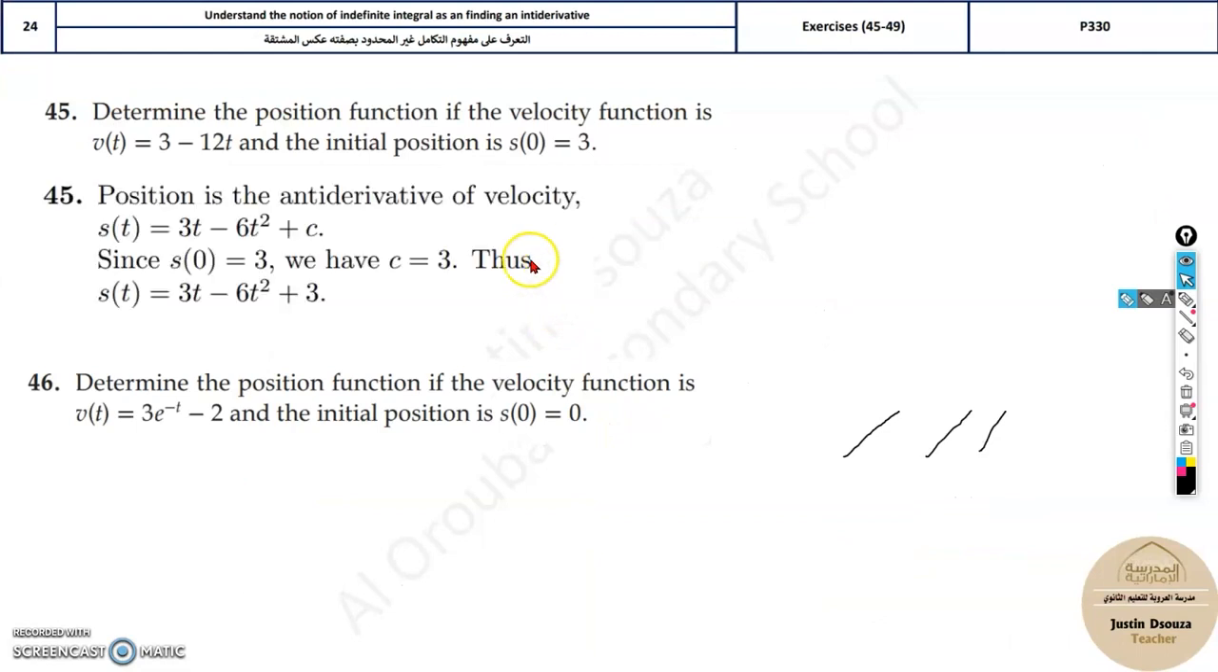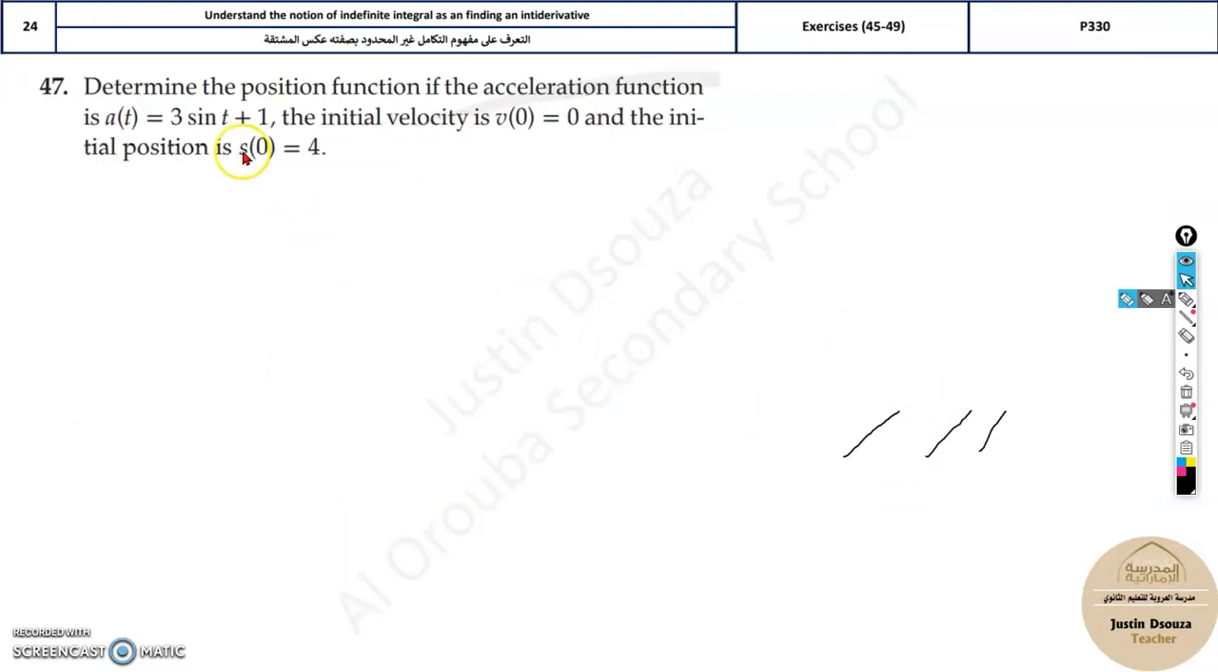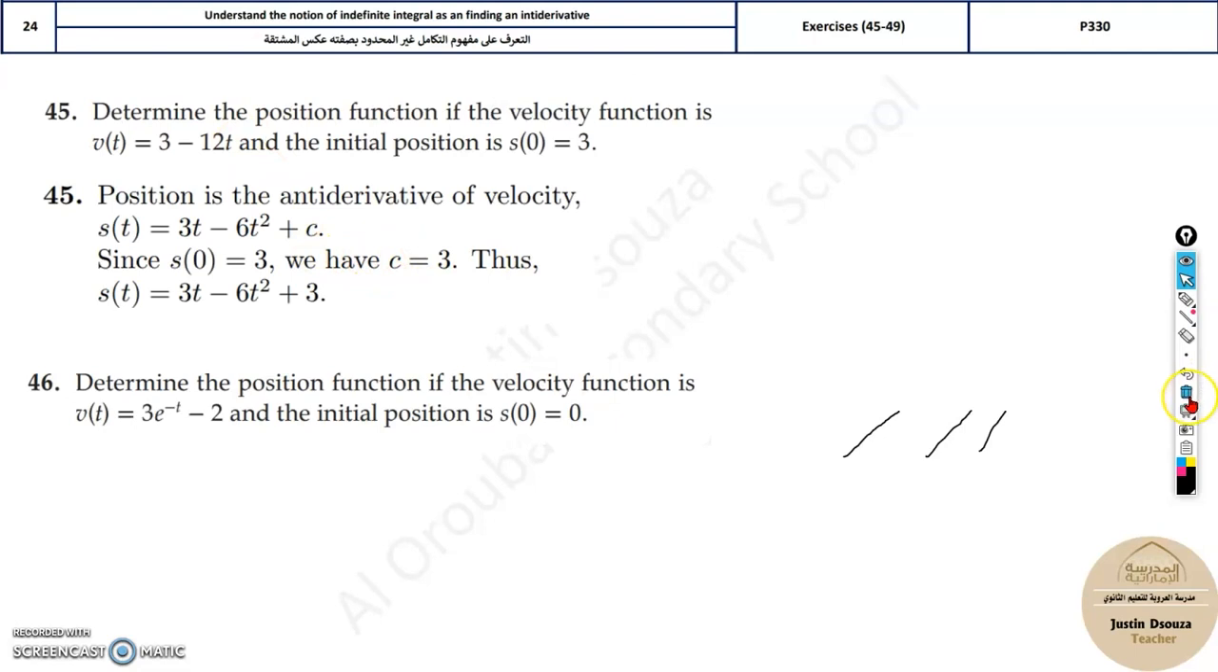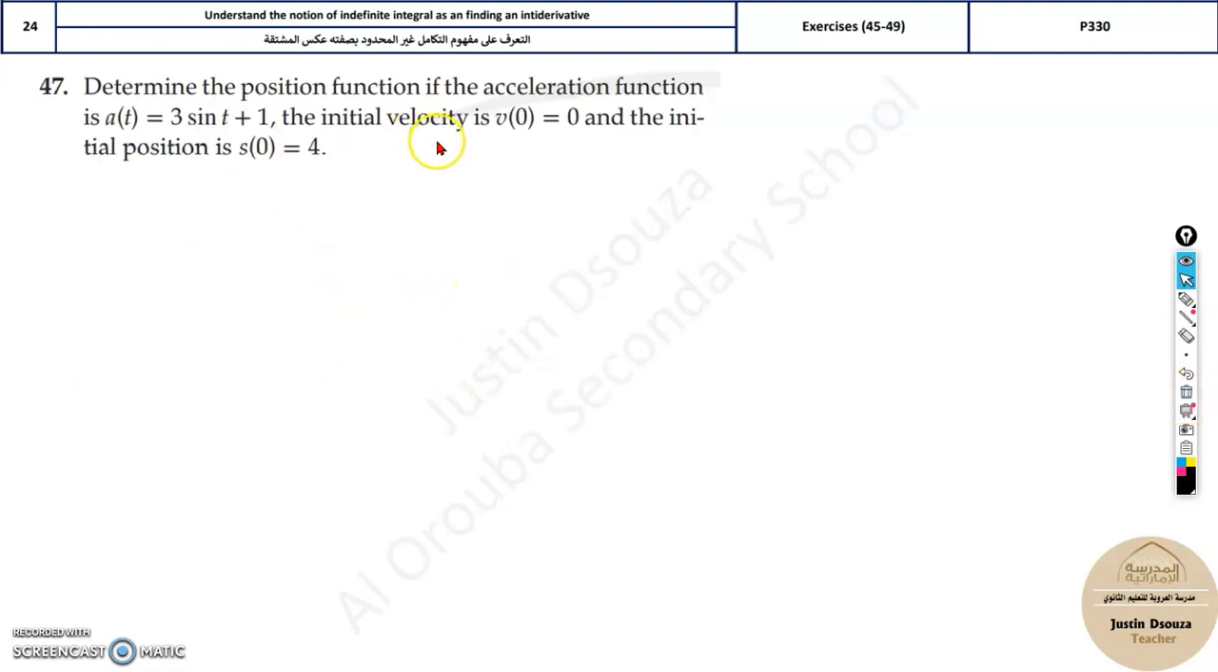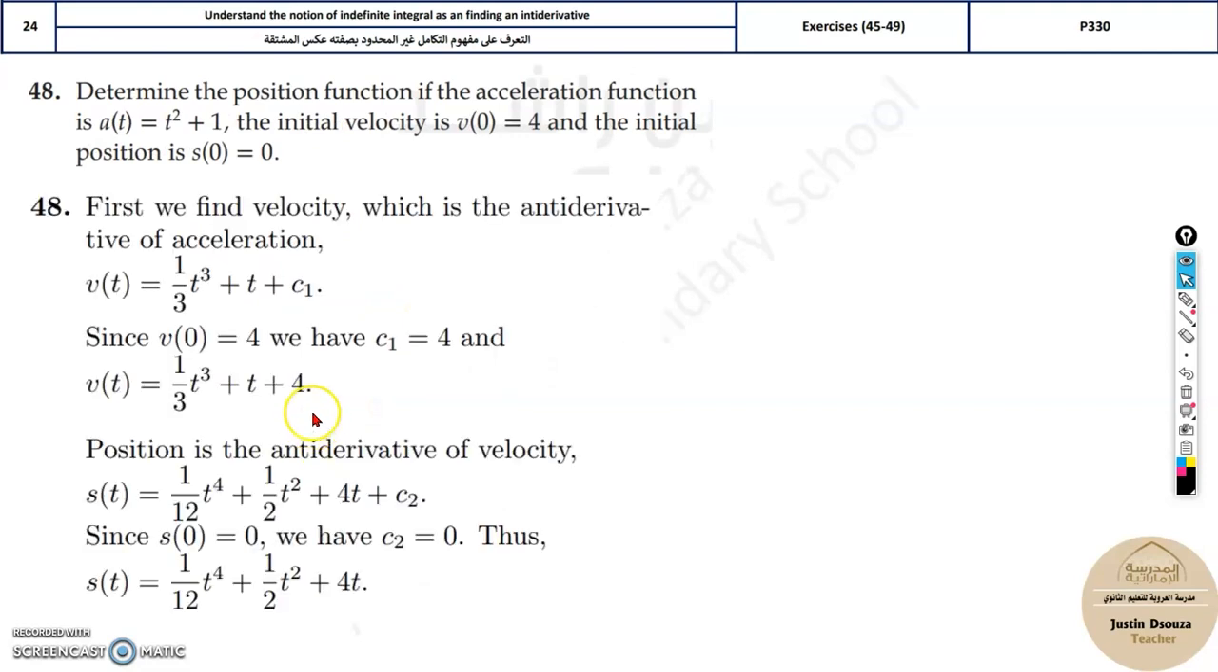Now that is straightforward. Please make sure you solve the remaining problems by yourself. Very simple integrals, and that's it. And then check with the answers over here. All the answers are solved.